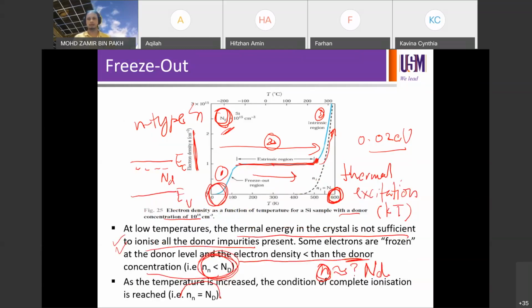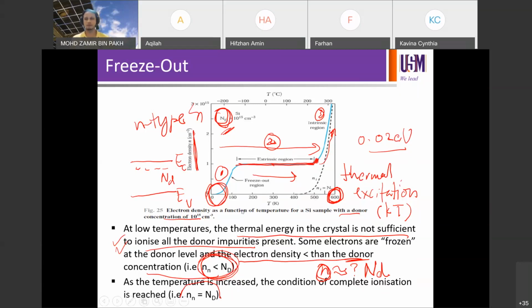So region number 1 is the freeze-out region. Region number 2 is the extrinsic region. So you can see the flat region there between 100 plus to close to 500. But when Ni starts to be close to Nd, you're going to go into region number 3, where the semiconductor is going to lose its extrinsic properties and becomes intrinsic again.